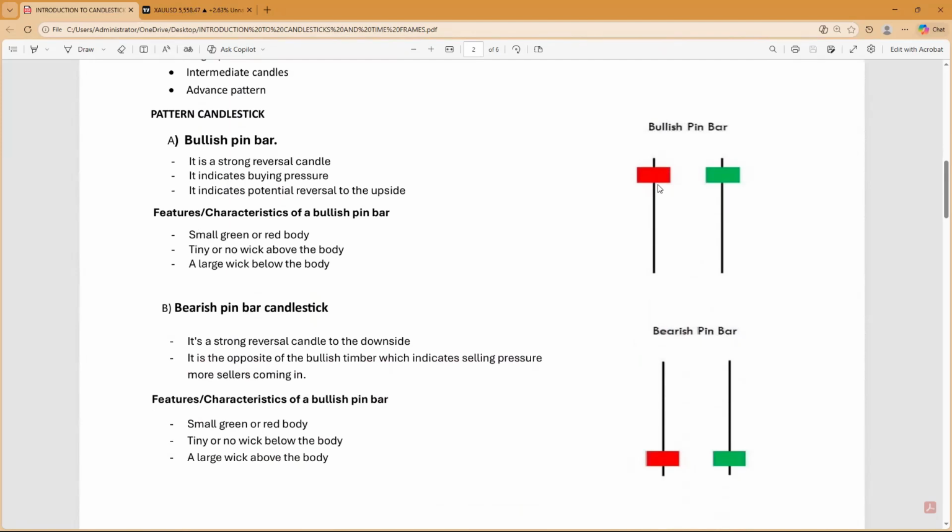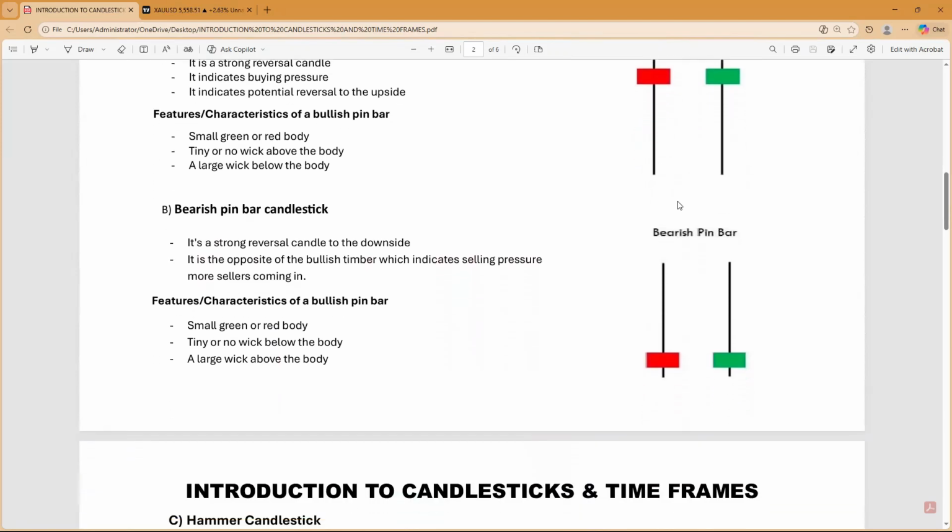Don't stress too much. Once you practice over and over, you'll get used to these candles. You will understand them more, and you will be seeing them immediately once you open your chart. Okay, let's go to the other one, which is called a bearish pin bar.